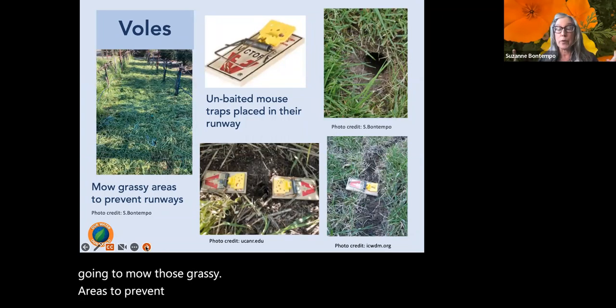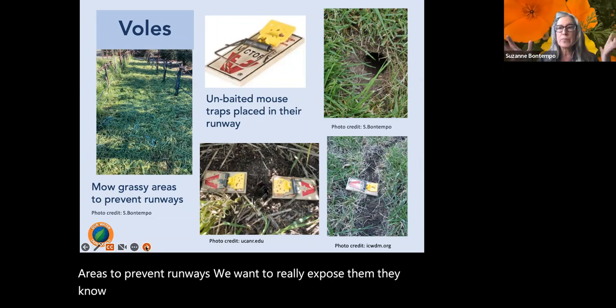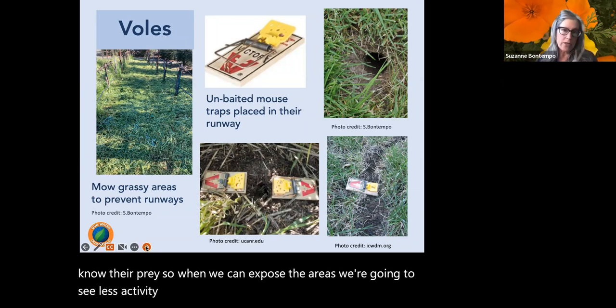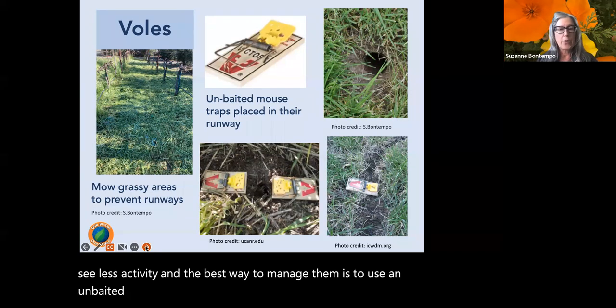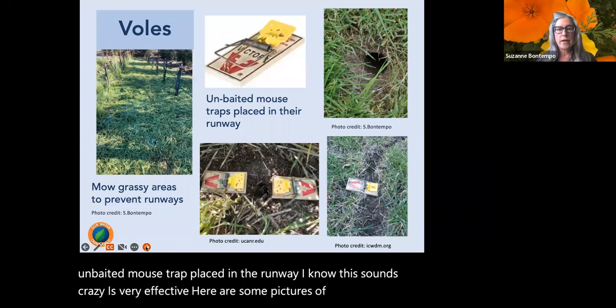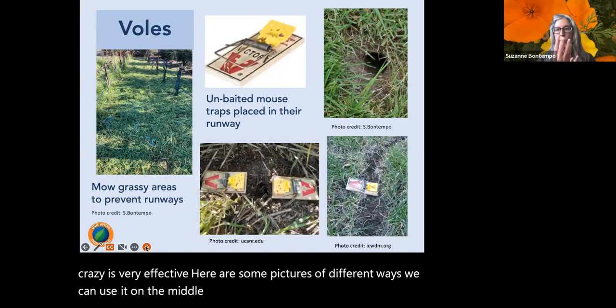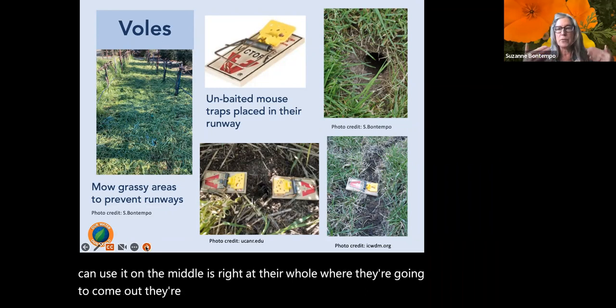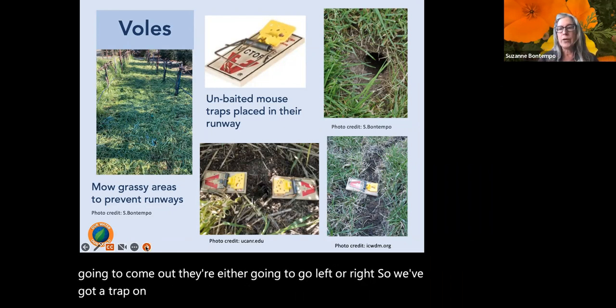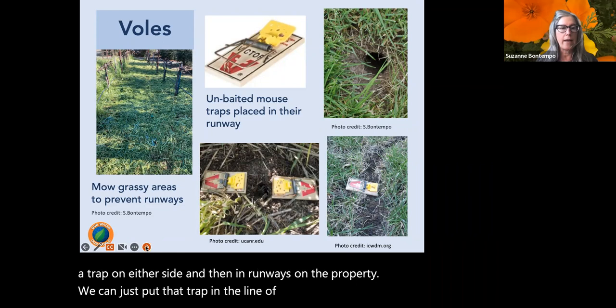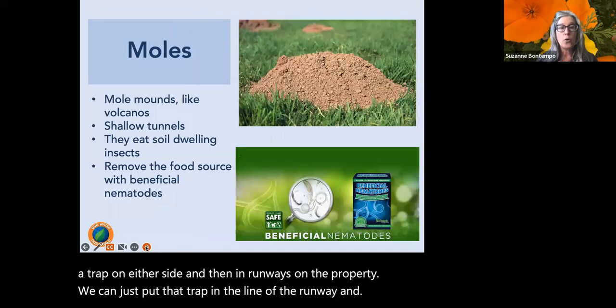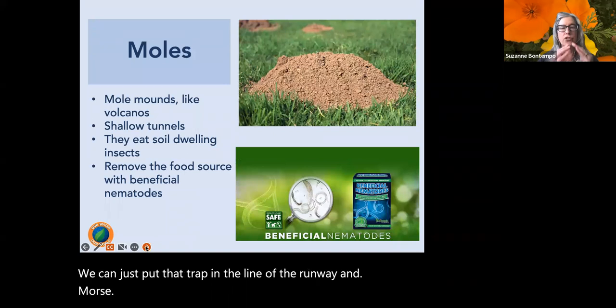Solutions, we're going to mow those grassy areas to prevent runways. We want to really expose them. They know their prey. So when we can expose the areas, we're going to see less activity. And the best way to manage them is to use an unbaited mousetrap placed in their runway. I know this sounds crazy, but it's very effective. Here are some pictures of different ways we can use it. The middle is right at their hole where they're going to come out. They're either going to go left or right. So we've got a trap on either side. And then in runways on the property, we can just put that trap in the line of their runway and whammo.